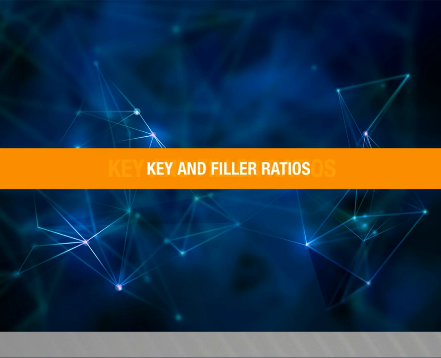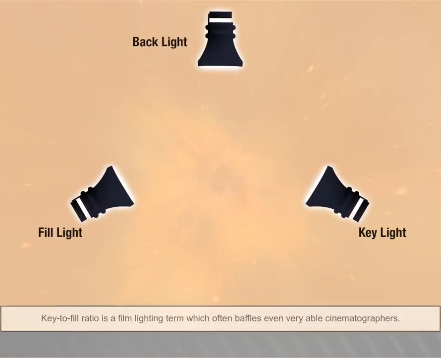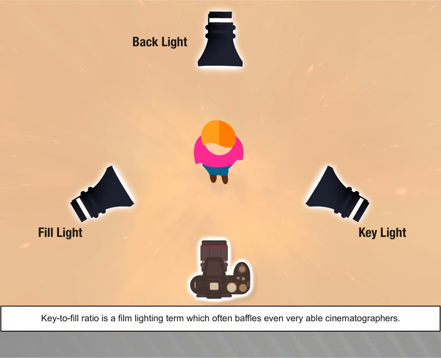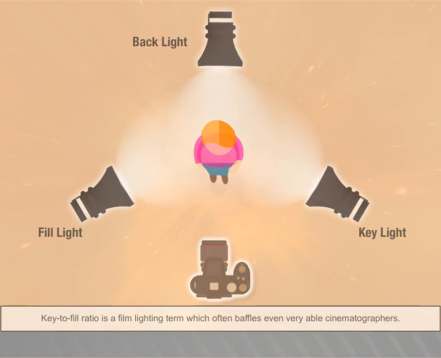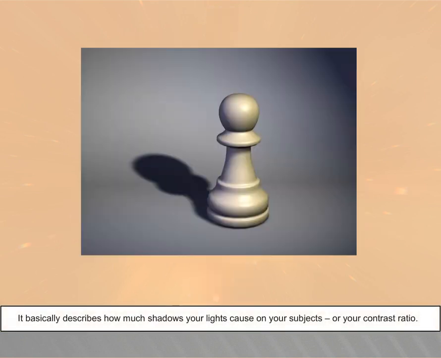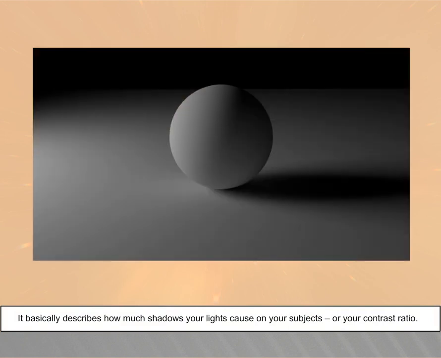Key and filler ratios. In this video, we are going to see about key and filler ratios. Key to fill ratio is a film lighting term which often baffles even very able cinematographers. It basically describes how much shadow your lights cause on your subjects, or your contrast ratio.